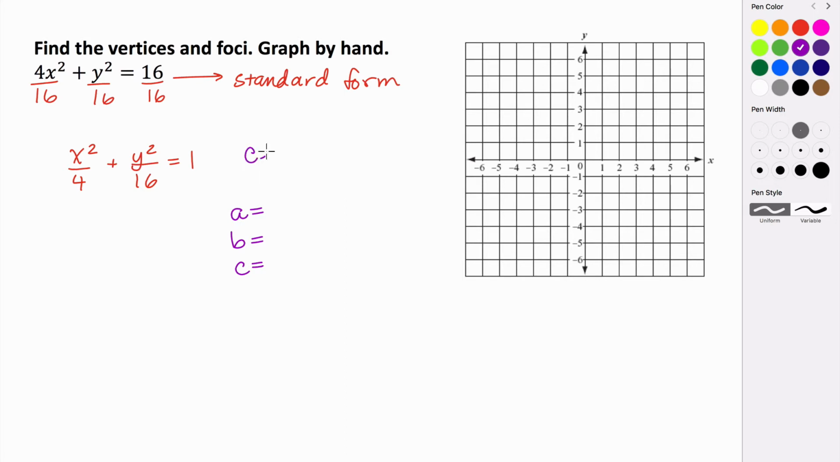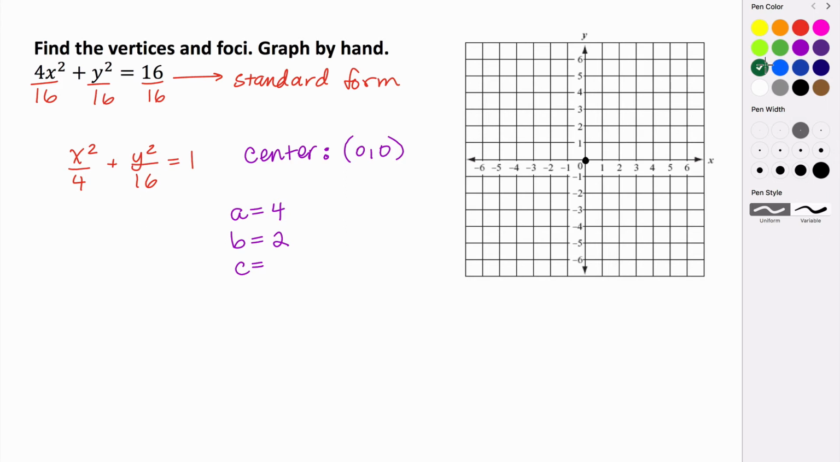So we know that the center of this ellipse is again at the origin because there's no value being added or subtracted to our y quantity. So center at the origin. The value of A is going to be the square root of the larger number, so A is 4. B is the square root of the smaller number, which is 2. And we have to find C.